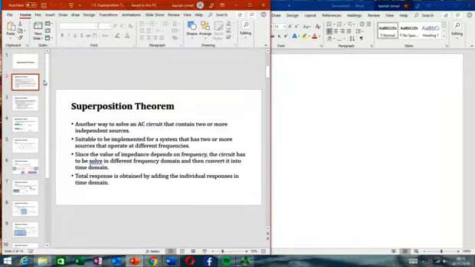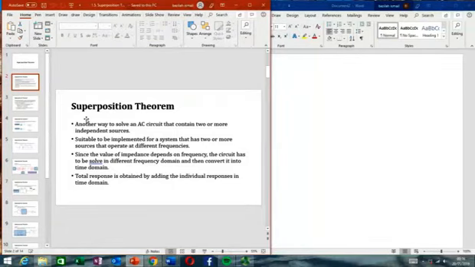It is also applicable to a system that consists of sources that operate at different frequencies, which means that superposition is the only theorem or method that can be used if the system is given in different frequencies.